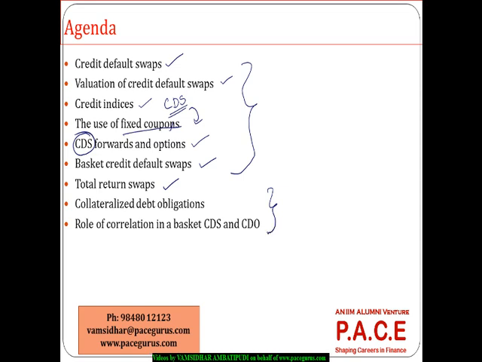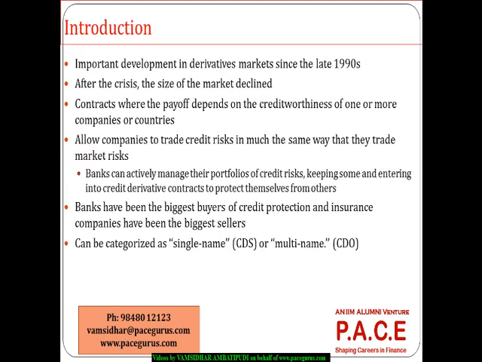We would also spend some time understanding collateralized debt obligations and the role of correlation in a basket collateralized debt obligation as well as the credit default swap. How does correlation play an important role there? Okay, just a quick thing.